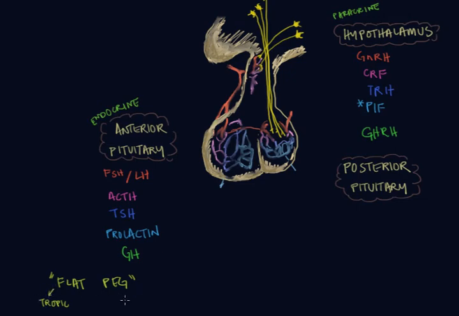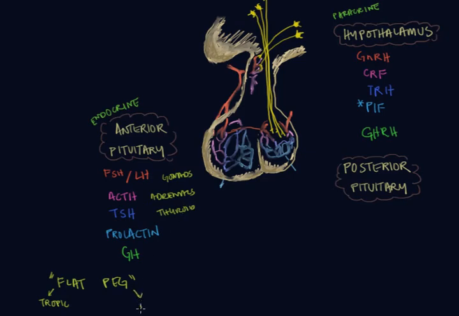Those are tropic hormones, and what tropic means is that they're stimulating the production of hormones by other endocrine glands. So you remember the F and the L, they're going down to the gonads to stimulate the gonads. The ACTH is moving to the adrenal glands, and T is stimulating the thyroid gland. And so the flat ones are tropic.